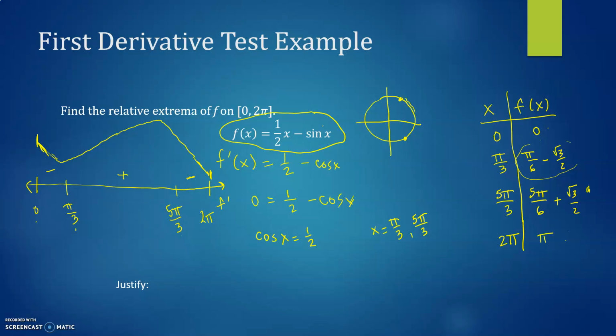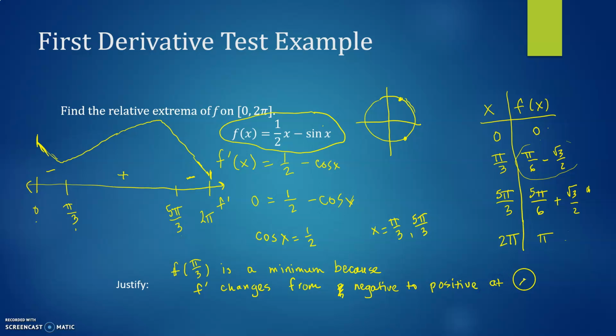So we can tell by looking at the first derivative that we have a maximum. If I need to justify that those are maximum values without looking at the y-coordinates, if I need to say f of pi over 3 is a minimum, the wording for that is because f prime changes from negative to positive at x equals pi over 3. So I'm using the sign change to justify that I have a minimum value. I'm looking at the derivative to justify a conclusion about f. F prime is helping me decide about f.